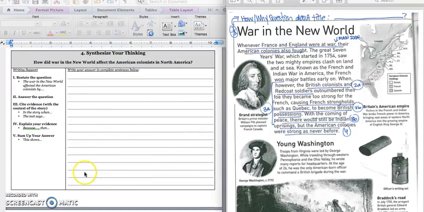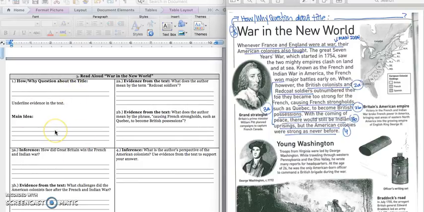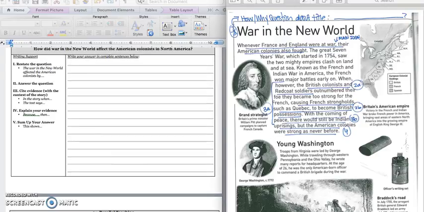The paragraph states, how did the war in the New World affect the American colonists in North America? And so you would use your main idea as your topic sentence, and you would use details from the text to support your answer.